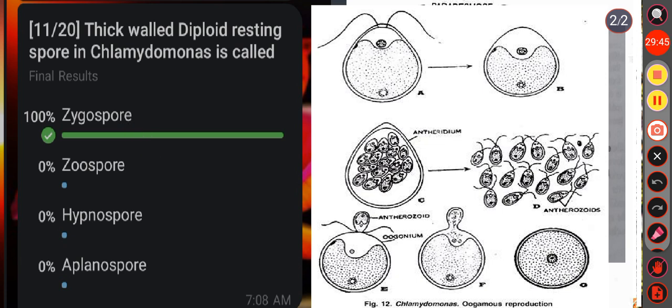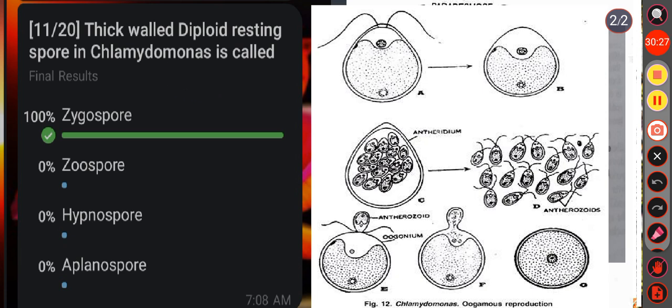We know after the fusion of the two gametes in the sexual reproduction of Chlamydomonas, it forms zygote, which is diploid. Then it secretes thick wall, accumulates oil and starch, then turns reddish in color and transforms into zygospore. The zygospore survives long period of unfavorable condition and germinates on approach of the favorable condition. Okay. So here zygospore is the thick walled diploid resting spore in Chlamydomonas.